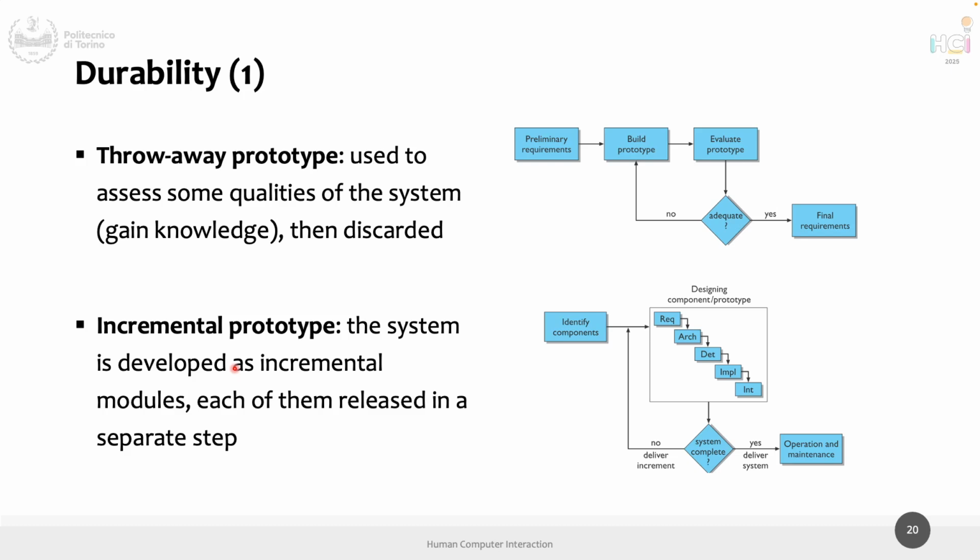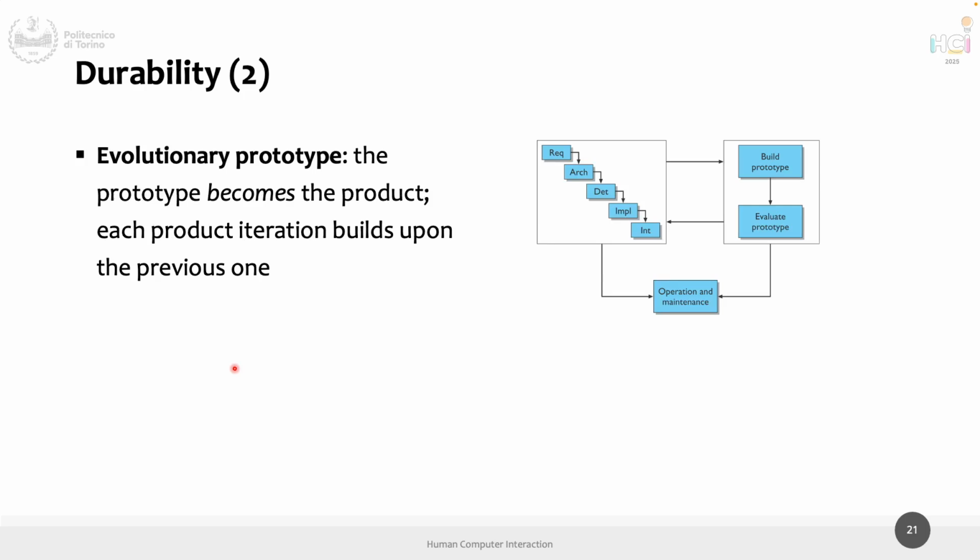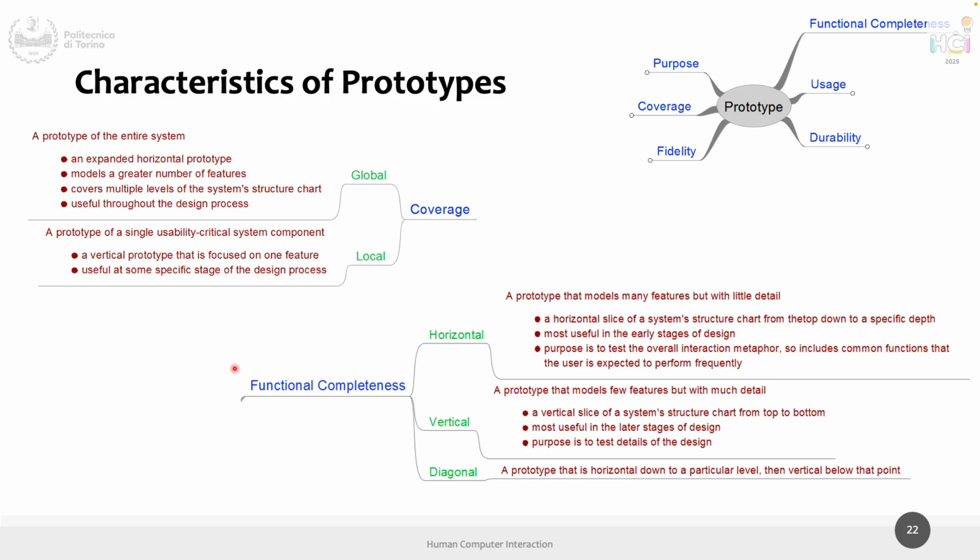And there are 3 models for durability. One is a throwaway prototype. You do a prototype, you throw away. You do another prototype, you throw away, and like this. One is incremental. You develop the entire system incrementally, in modules, and then you refine or redo a single module. Or the evolutionary prototype, where the prototype becomes the product, and each iteration builds upon the previous one, which is similar to what we are going to do here with different levels of fidelity.